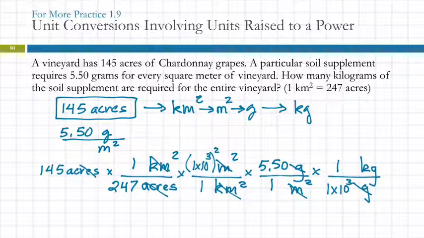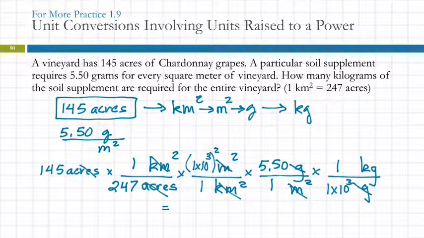So then we get out our calculators. 145 times the top, divide by the bottom, times 1 divided by 247. Times, now what do we do with this? Well, you could do parentheses, 1 EE3, close the parentheses, raise that thing to the 3rd power, divide by 1, times 5.50, divided by 1 EE3 equals. Big old number. I don't want to write down all those digits.